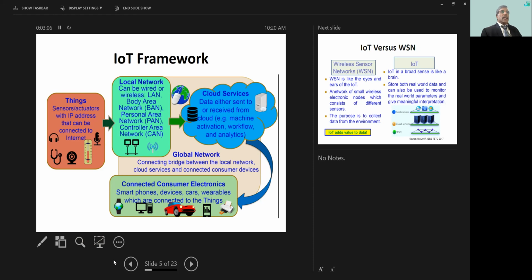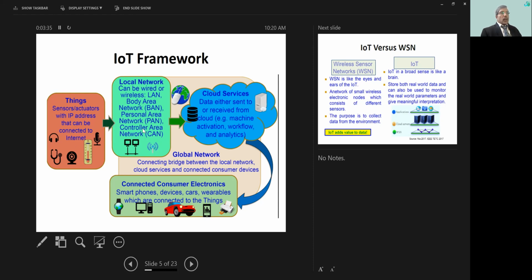And these sensors or nodes need to be connected to the internet. And most of the time, this connection is wireless. So it can be connected to local area networks, or if it is related to our body, it can be connected to a body area network, personal area network, control area network in case of vehicles, etc. So there are so many different types of networks.